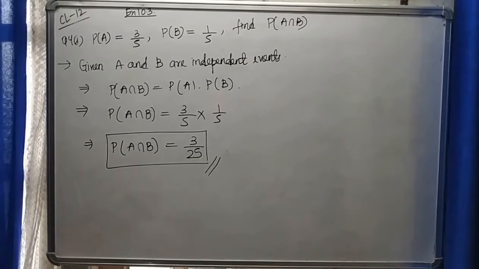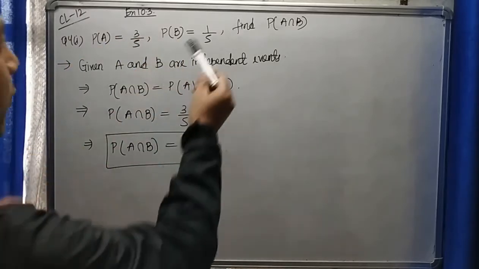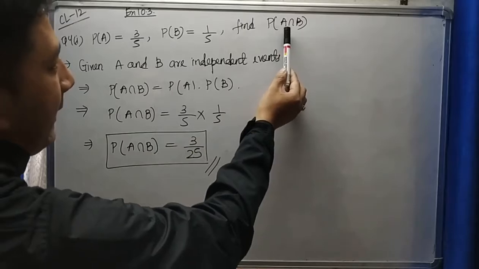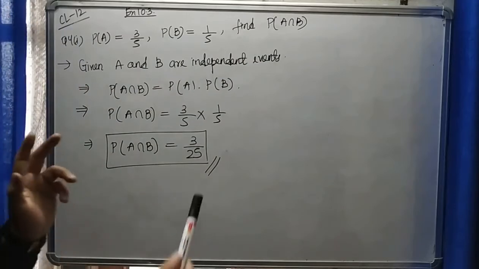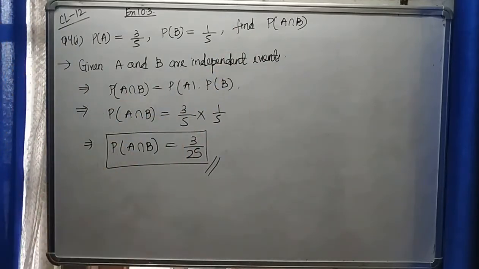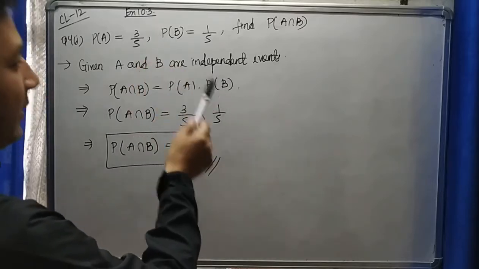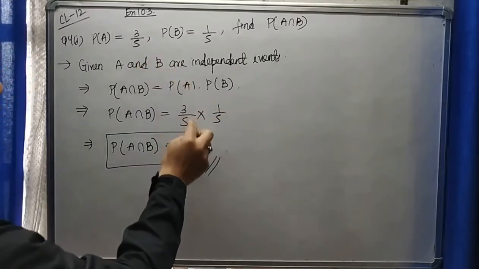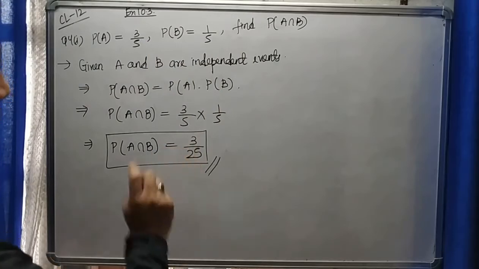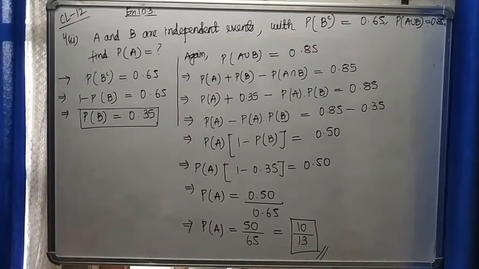Alright, let's proceed with another question. Number 4, given to us: probability of A equals 3 by 5, probability of B equals 1 by 5, and we need to find probability of A intersection B. Also given that A and B are independent events. So if A and B are independent events, then probability of A intersection B is directly equal to probability of A into probability of B. Put their values respectively: 3 by 5 into 1 by 5, which will be 3 by 25, which is the value for probability of A intersection B. A straightforward question. Pause the video, note it down.